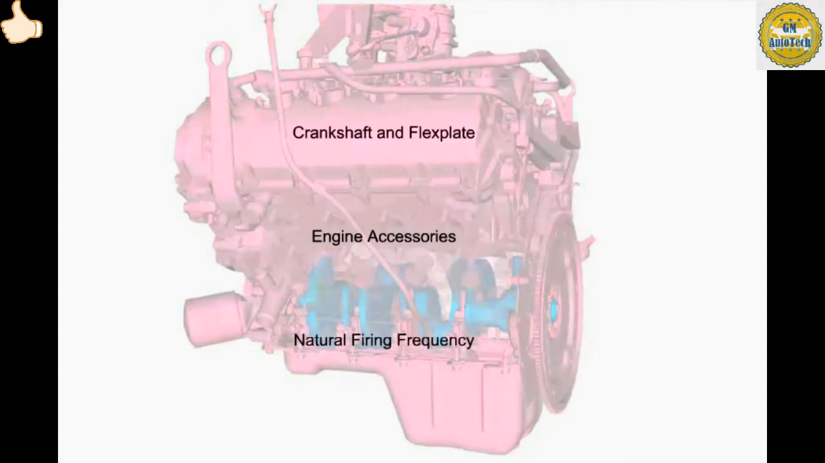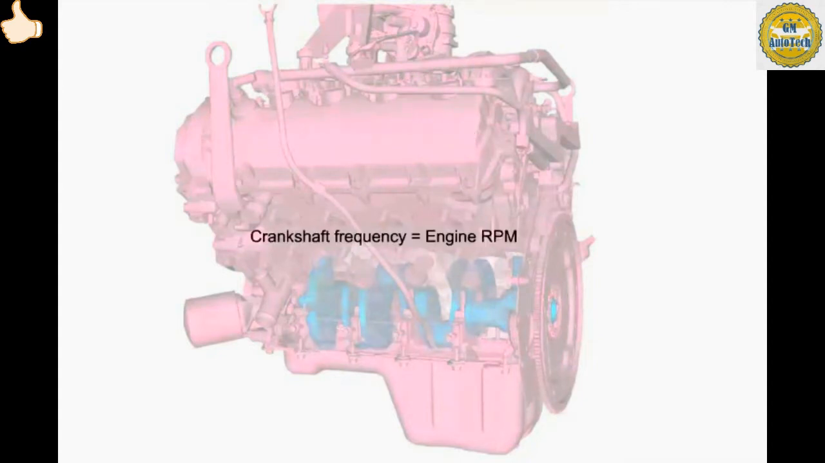Crankshaft frequency is fairly intuitive. When we talk about engine RPM, we are referring to the revolutions per minute of the crankshaft. The engine operates anywhere between 500 and 5,000 RPM, and this depends entirely on how fast the crankshaft is rotating. If there is a crankshaft or flex plate imbalance, the frequency of the vibration will match the engine RPM.